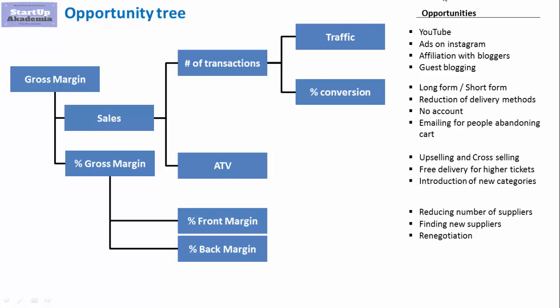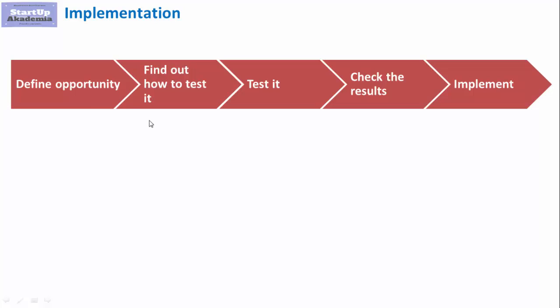In the second phase, what you should do is, first of all, define the opportunity. So I pick one of the opportunities I defined on the previous list. Then I have to find out how to test it, obviously test it. And once I've got the results, check them, see whether they make sense or not, and implement it in the whole company or for the whole customer base.